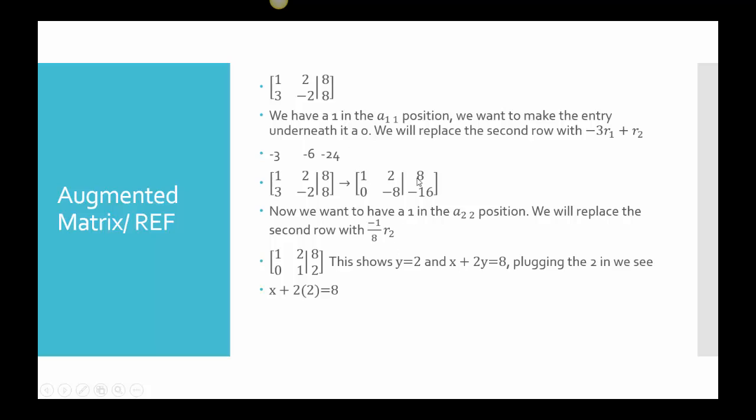Easy enough, done. 1, 2, 8 stays the same. I divide by negative 8, that's 1. I divide by negative 8, that's 2. Multiplying by negative 1/8, divided by negative 8, same thing. It's just a matter of how I said it. I'm not trying to confuse anybody.